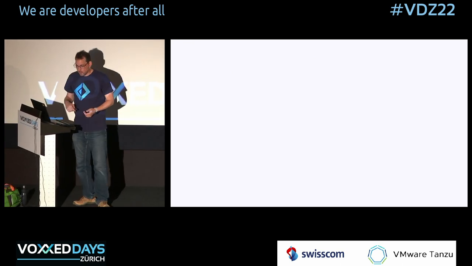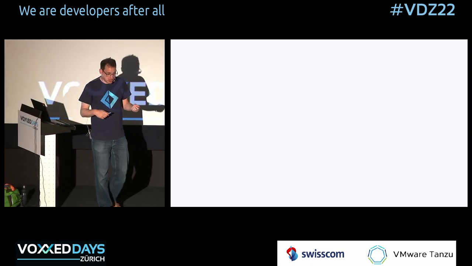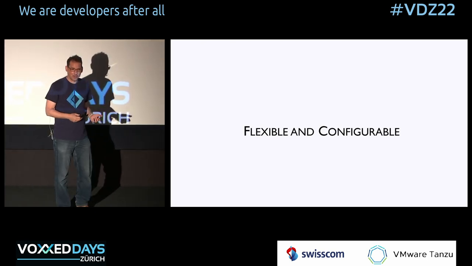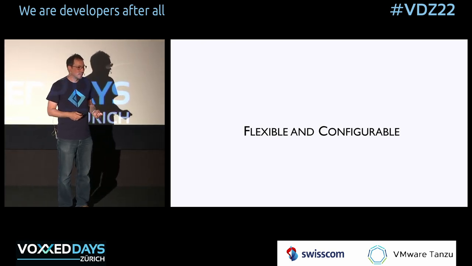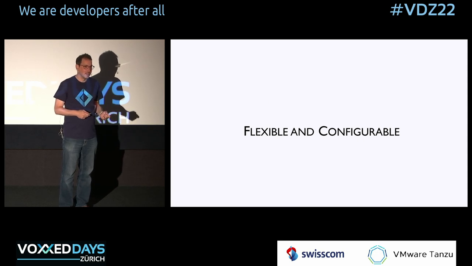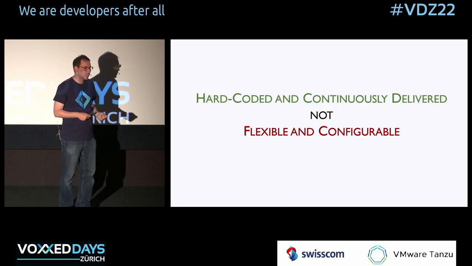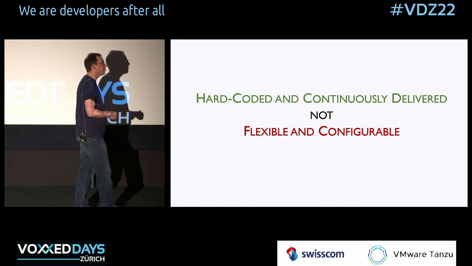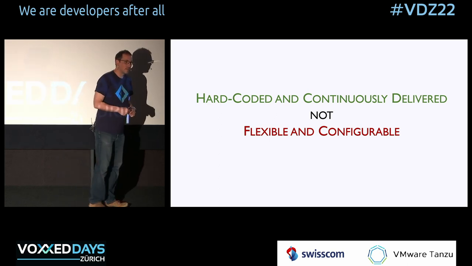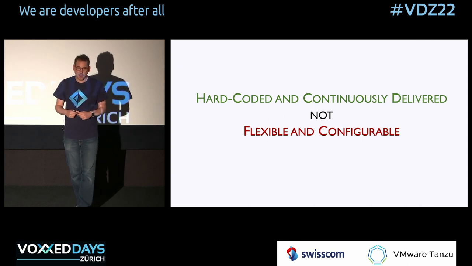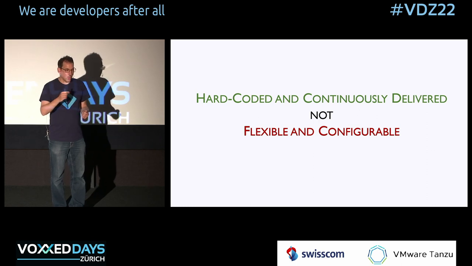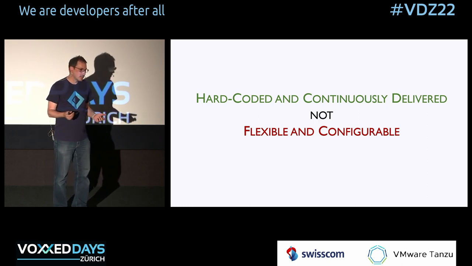Next tip is we want an architecture that we can change. So of course, we should build it as flexible and configurable as possible, yes? No, really not. It's the worst thing you can do to your software. Build it flexible and configurable. Because with every configuration you add, you double the test cases. You can have a toggle on or off, you double the test cases.